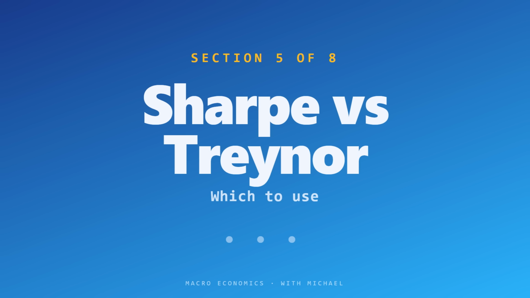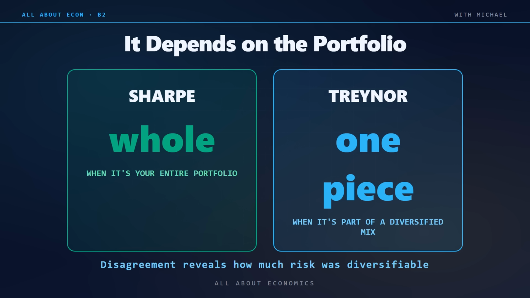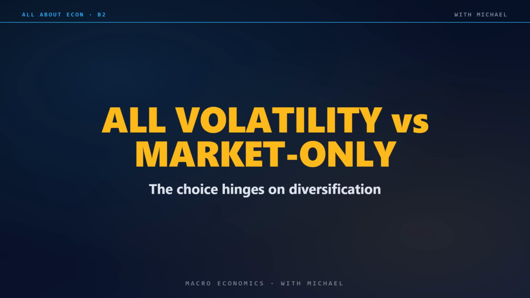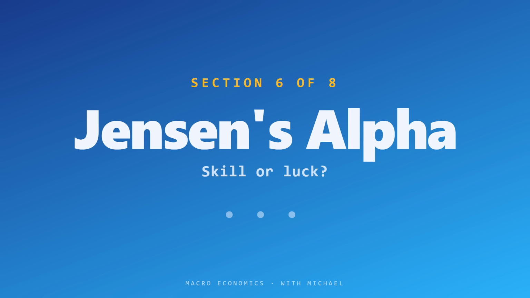The Treynor Ratio, using only systematic risk, is the right tool when the investment is just one piece of a larger, well-diversified portfolio, because there its company-specific risk has already been diversified away and only its market risk counts. They often agree, but when they disagree, it is telling you something important about how much of the fund's risk was the kind you could have diversified away for free.